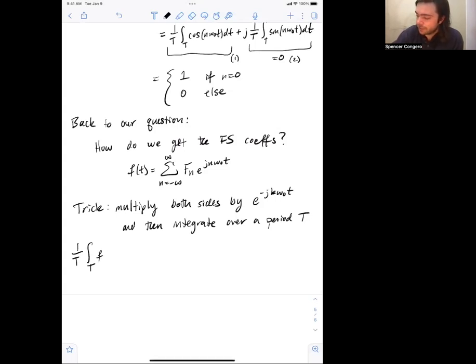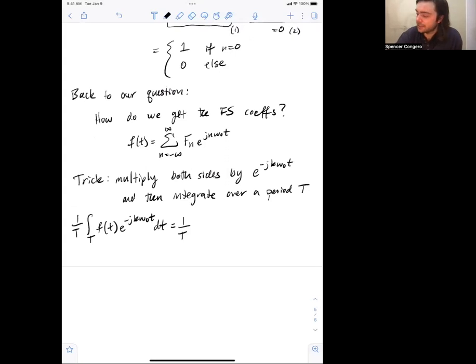Okay, so 1 over T times the integral over a period of f of t times e to the negative j k omega naught t dt. So we multiplied the left side by that, and then we're going to integrate over a period and multiply by 1 over T. Okay, and now we'll do the same thing for the other side. If these two are equal, then I can just do the same thing to both sides and I still get something that's equal. So I'll just throw that entire thing in. So the sum from n equals negative infinity to infinity, f sub n e to the j n omega naught t. That was my f of t. Now we're multiplying it by e to the negative j k omega naught t dt.